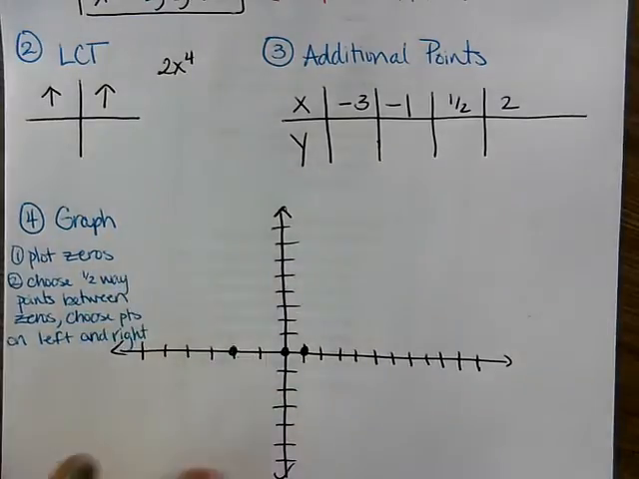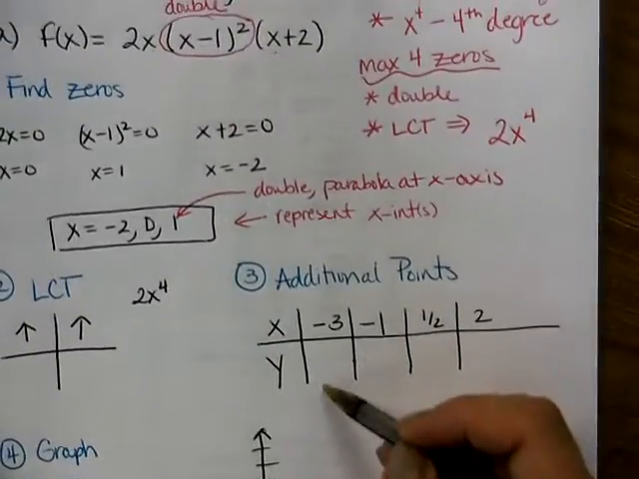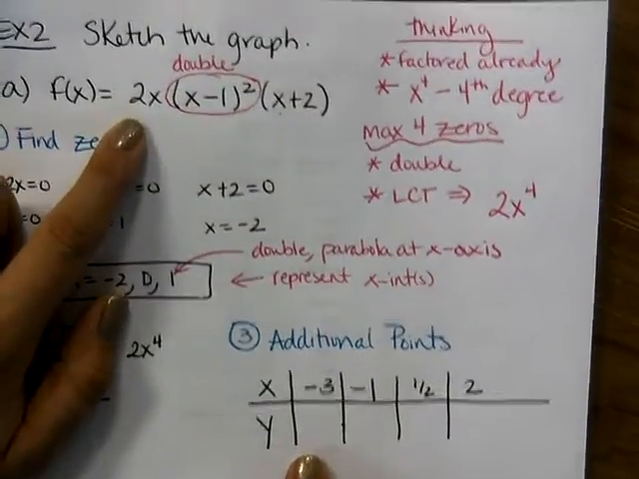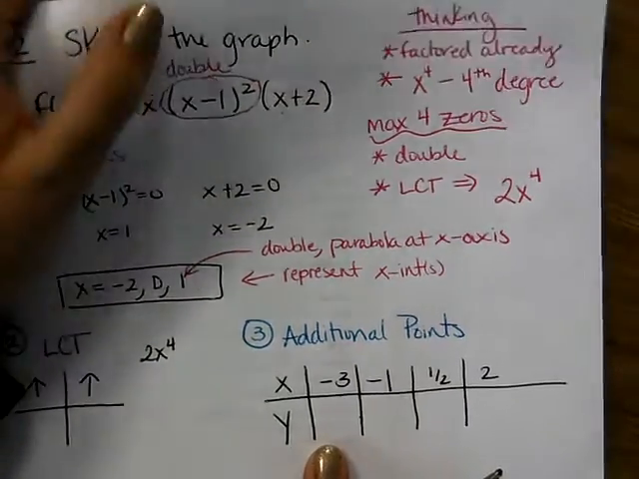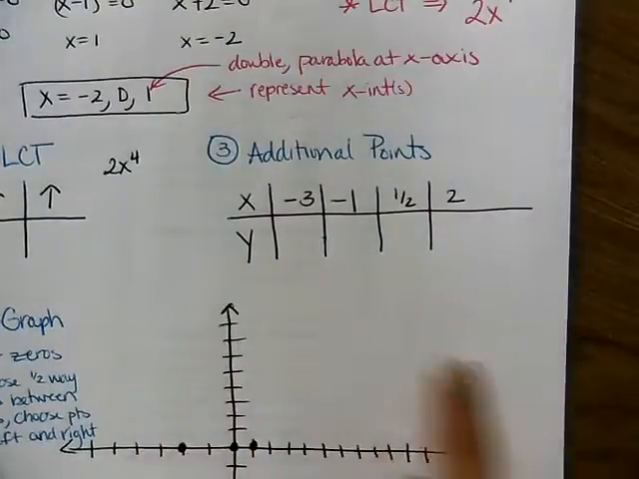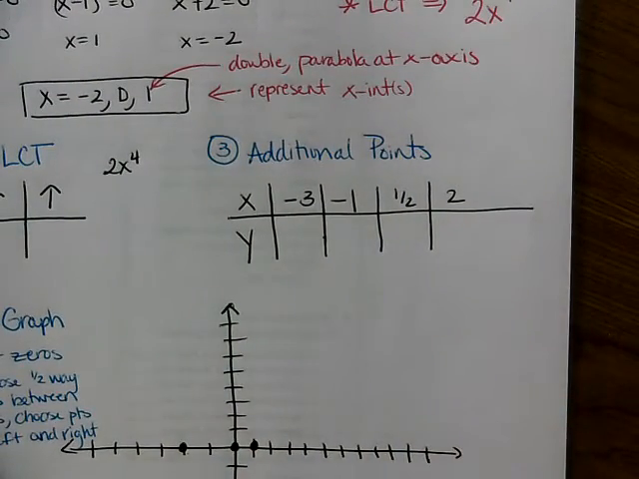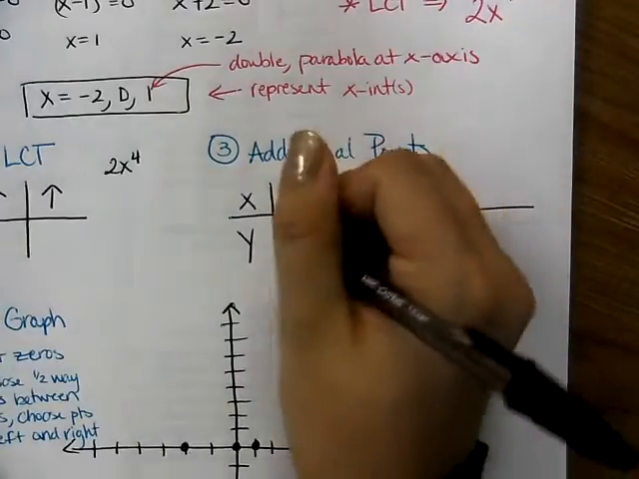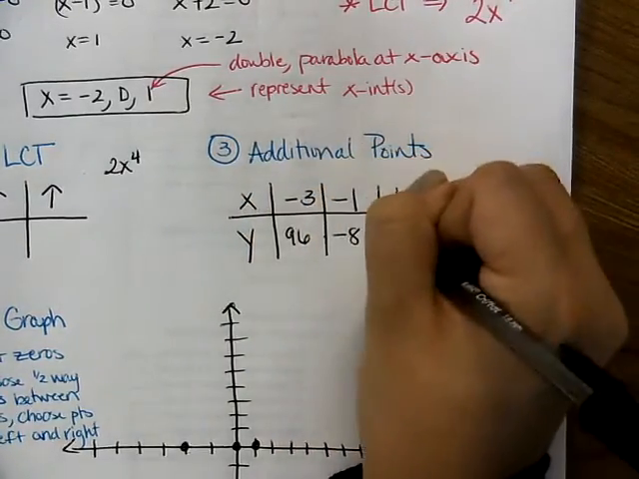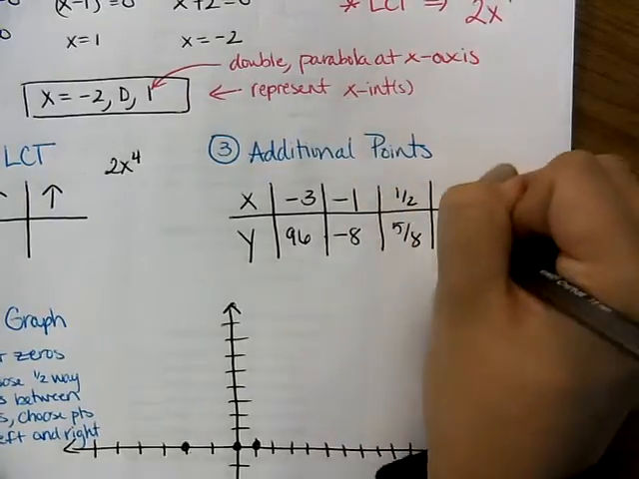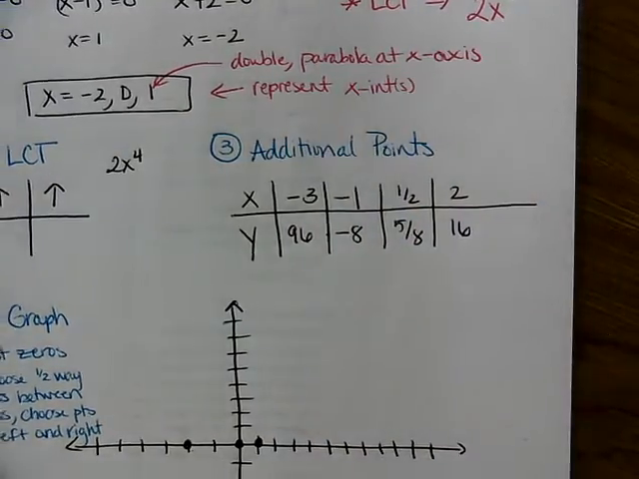Okay, so now we're going to go back to the table. You do understand that when we are finding the table, we're plugging into the original function, yes? And you're evaluating, and I'm assuming that you know how to find a table of values. Is that a fair assumption? We're just going to fill this in then. So -3 gives us 96. -1 was -8. 1/2 is 5/8, and 2 is 16.